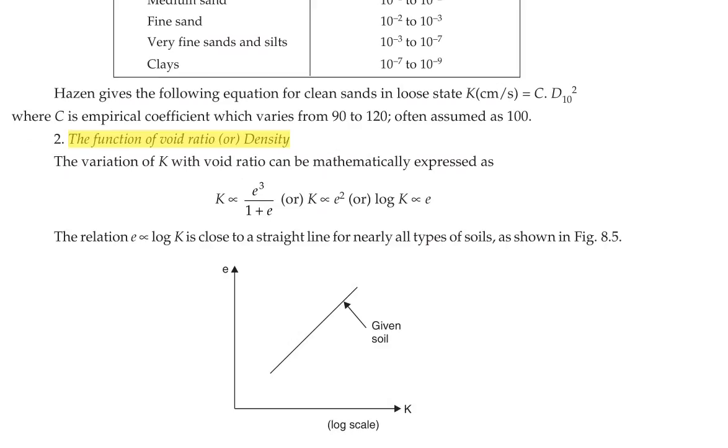Second one, the function of void ratio or density. The variation of K with the void ratio can be mathematically expressed as K is proportional to e cubed divided by 1 plus e, or K is proportional to e squared, or log K is proportional to e, where if the void ratio increases, the coefficient of permeability also increases. So the void ratio is directly proportional to the coefficient of permeability.